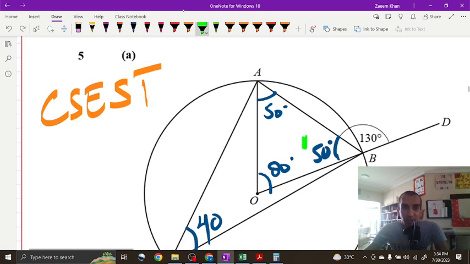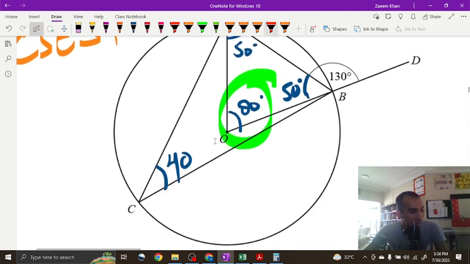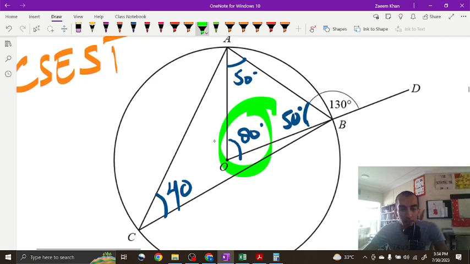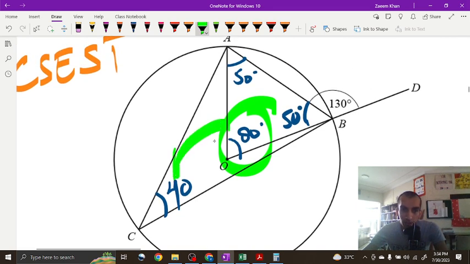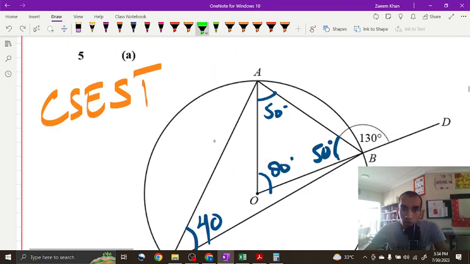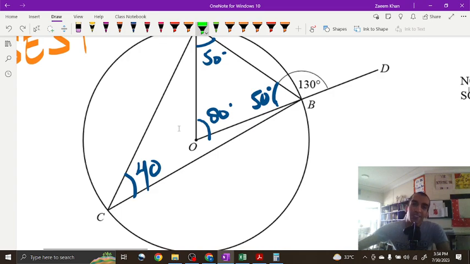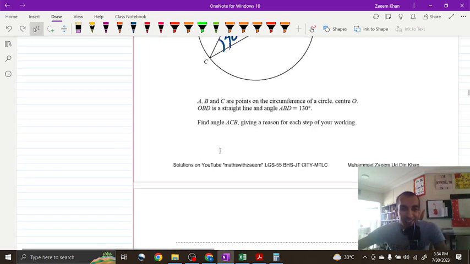Beautiful. Why is this 80? Because the angle at the center is double the angle at the circumference. Well, that's the answer for this, but you remember you calculated 80 from this. Yeah, because 40 plus the other 40 is 80. Shabash. Well done, Rida.